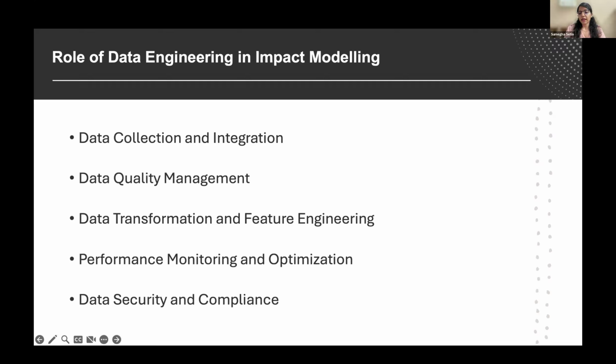Then the next step we follow is data security and compliance, so that everything is in line with the expectations of the compliance policies that we have at our organization. We make sure we have all those policies in place. So these are the major steps that we follow while creating any data pipeline and ingesting the data, so that we can have a robust system for integration of the data.